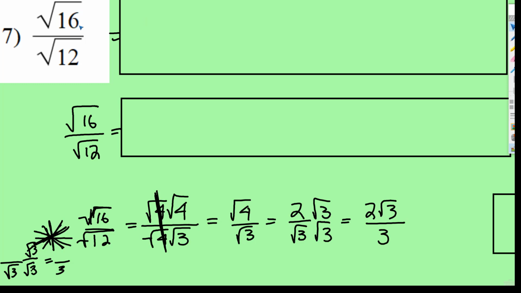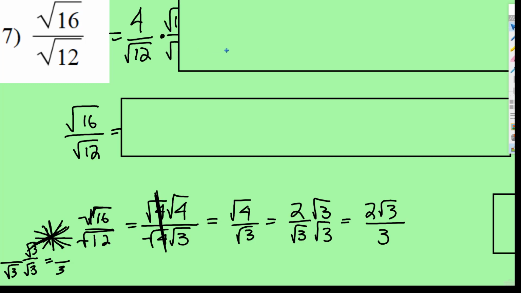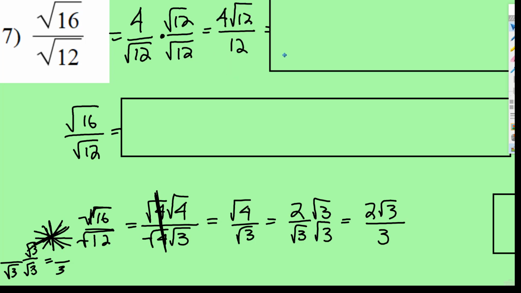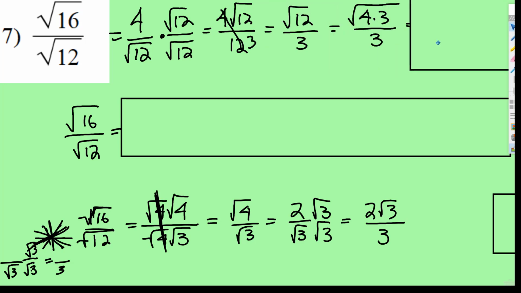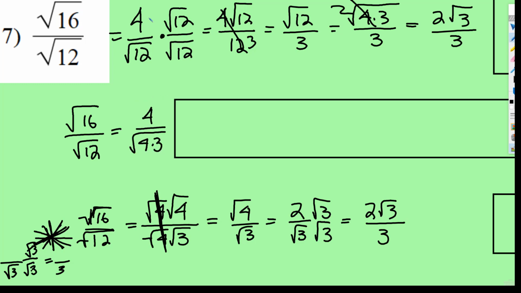The next way that you could do it is you could simplify the square root of 16 first. Then you've got 4 over root 12, and then multiply top and bottom by root 12. And then you've got 4 root 12 over 12, and then notice that will cancel to 3. And then root 12 can be simplified to root 4 times root 3. The 4 cancels to 2, and that leaves you with this. So there's method two.